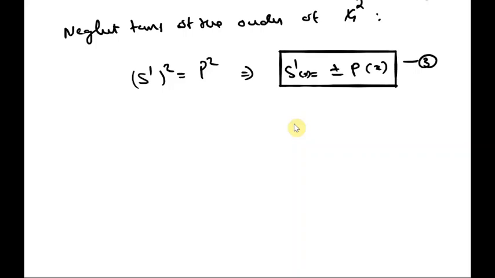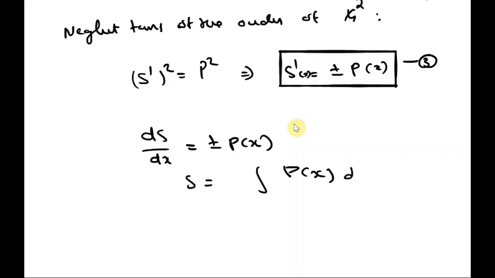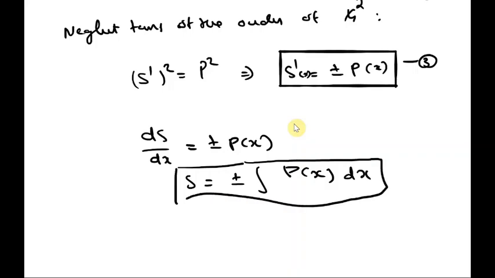Now once you know s prime, you can find out s. S is nothing but ds by dx equal to plus or minus p of x, or s is going to be nothing but the integral of p of x dx plus or minus. So this is going to be your s. One thing that we wanted to calculate is s, so that is obtained. This is equation 4.